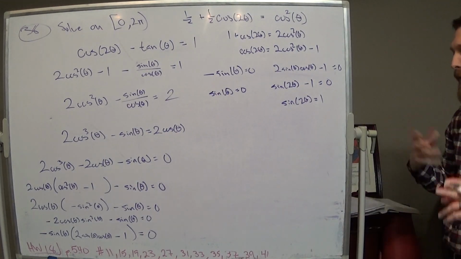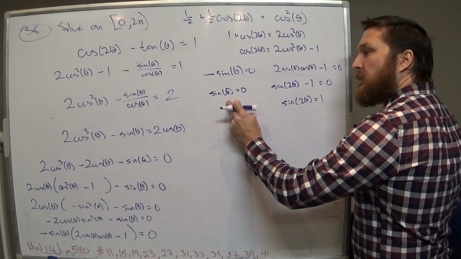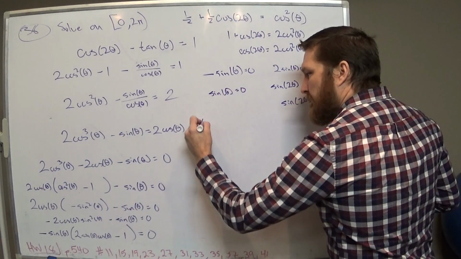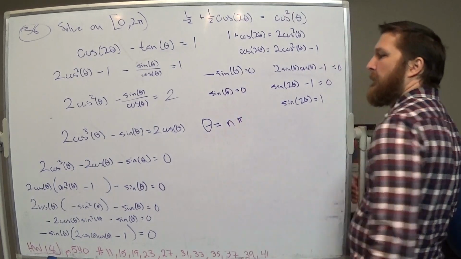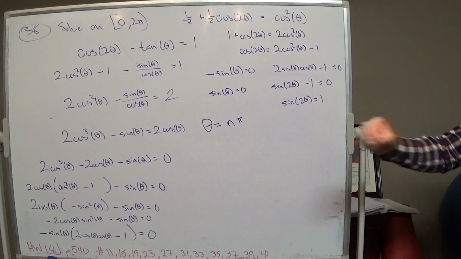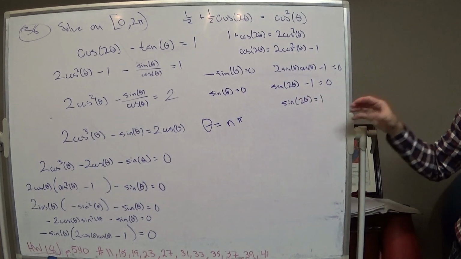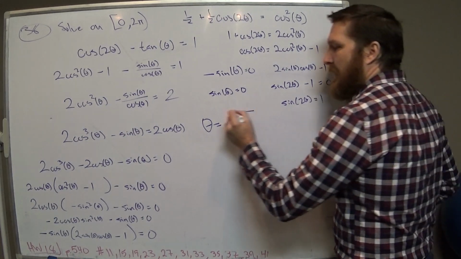So, okay. Sine theta is equal to 0 means that theta equals what? N times pi. Right? It could be 0, it could be pi, it could be 2 pi, and so on and so forth. Okay, so theta is equal to n pi, where n is an integer.